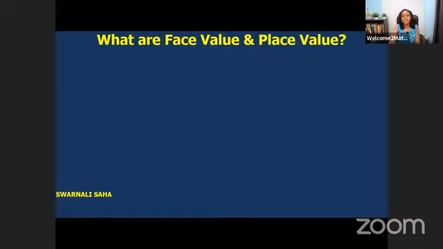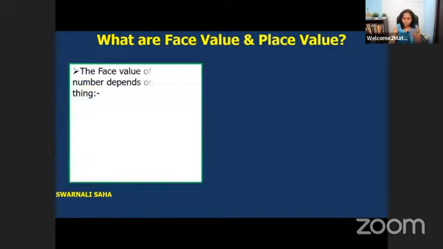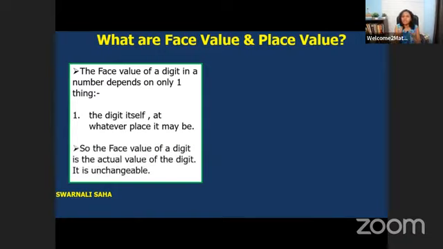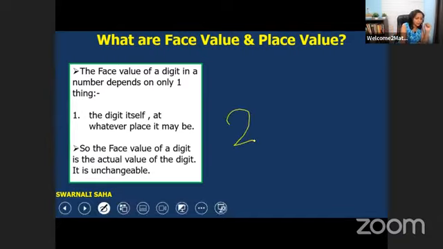So let's see first, what is face value? Face value of a digit in a number depends on only one thing. And what's that? The digit itself, at whatever place it may be. So the face value is the actual value of a number and it doesn't change. For example, if you have 246, it is a 3-digit number, 246.